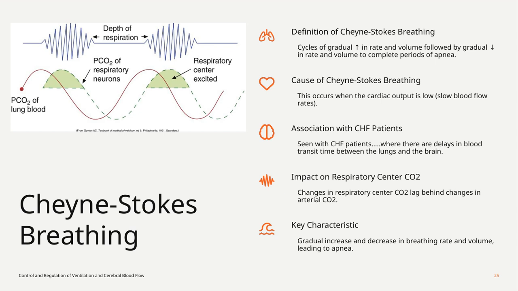In these cases, the delays in blood transit time between the lungs and the brain contribute to the development of Cheyne-Stokes breathing. Basically, because the blood takes longer to circulate, the brain's response to CO2 changes is delayed, creating a sort of feedback loop. Now, the cause of Cheyne-Stokes breathing is linked to low cardiac output. That is, when the heart isn't pumping blood efficiently, leading to slower blood flow rates. This sluggish flow causes the delays we've discussed.